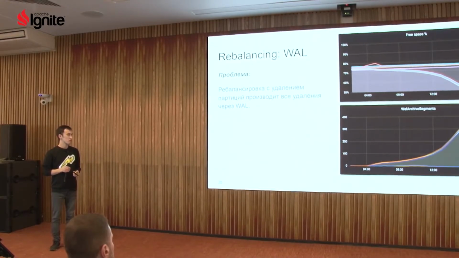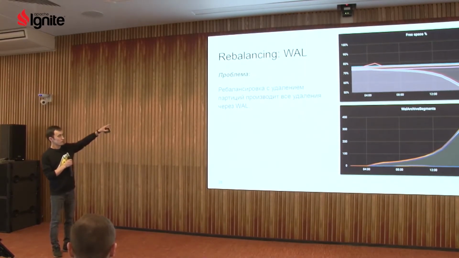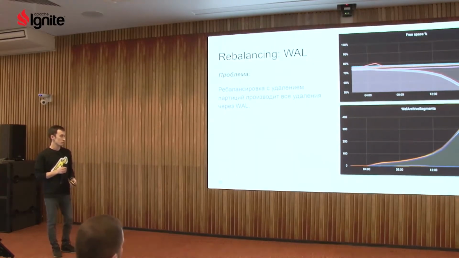This is the problem. Two charts are presented here. The first chart shows free disk space. As you may see, there is a sudden decrease in free disk space on some nodes. These nodes have left the topology and returned back. We noticed that their free disk space decreased suddenly. The second diagram shows the reason.